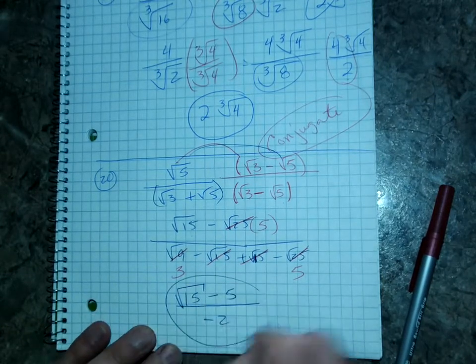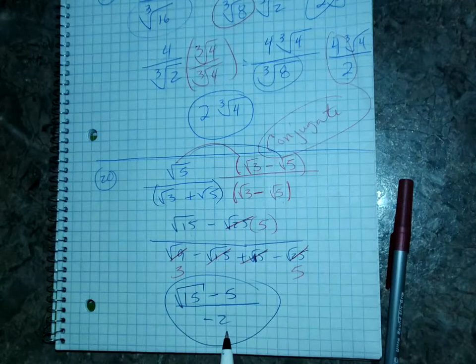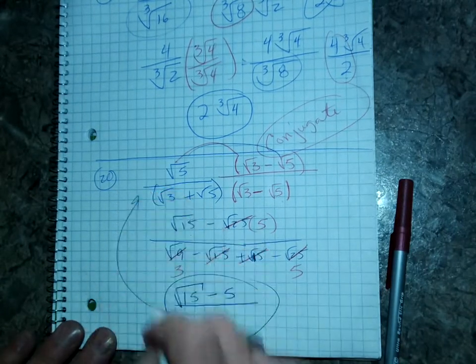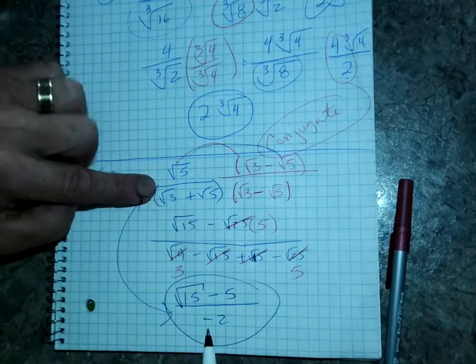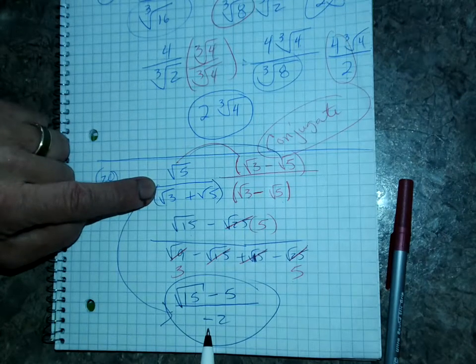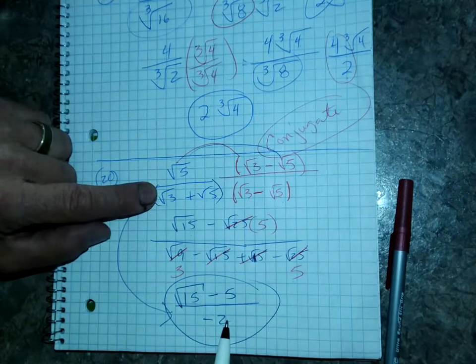So when I look at the problem, it no longer has a square root in the bottom. These two problems, the beginning and the end, have the exact same numerical value. However, this one does not have a square root at the bottom.